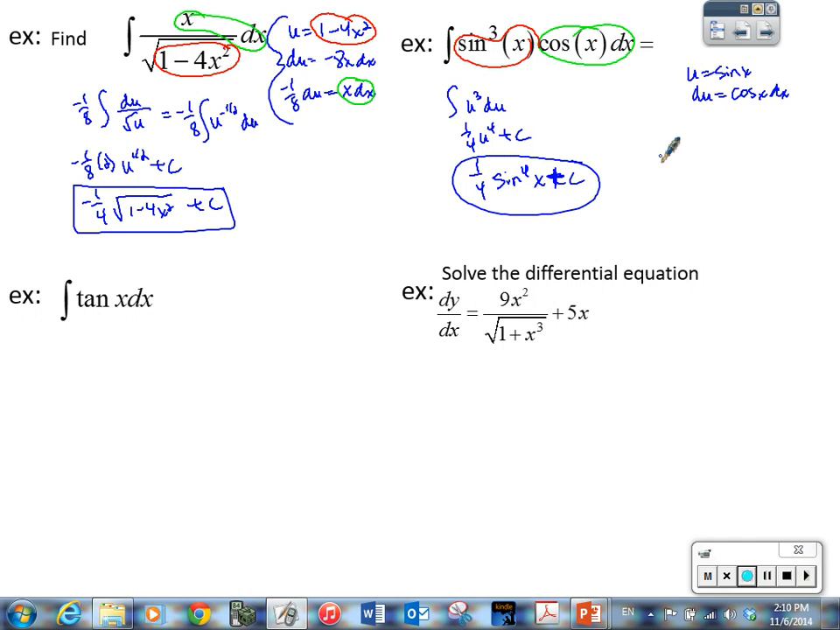The next one, tangent. I don't really have any U-sub working here yet, but if I used the quotient rule, that would be probably good, right? Quotient rule for tangent. Yes, trig is still with us and doing well. Quotient rule for tangent would be sine over cosine.